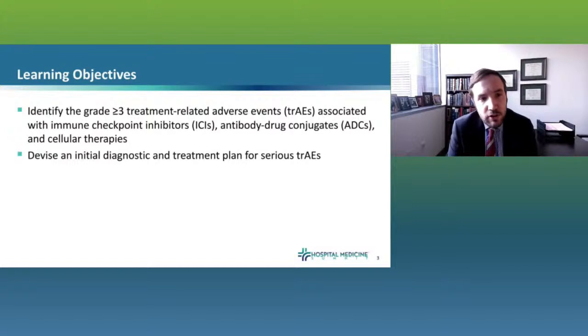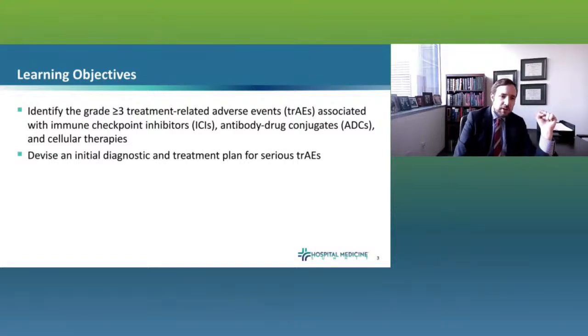treatment-related adverse events, specifically ones that are grade 3 or more that are going to put people in the hospital, specifically related to our newer therapies in the oncology world, those being immune checkpoint inhibitors, also antibody-drug conjugates, and we'll be getting into detail about cellular therapies, which are becoming much more ubiquitous in our armamentarium. And then we'll also be talking about how we can put together an initial diagnostic workup when we see these patients, and how we can address treatment and management of these adverse events.